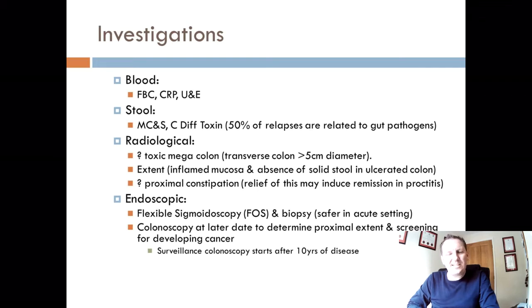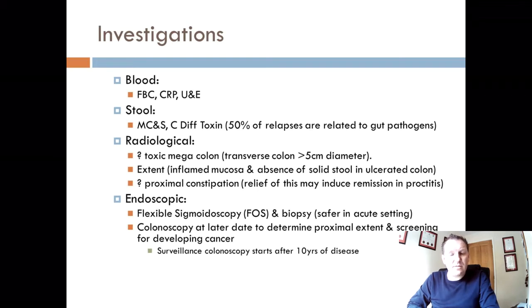But actually, it's counterproductive because when you've got proximal constipation, your left-sided colitis will be worse. And you actually need to relieve that proximal constipation to help induce remission in left-sided disease. So even though that patient may be going a number of times to the toilet, they may not be emptying out properly, and you may need to give them laxatives. So then more invasive investigations, which hopefully are going to clinch the diagnosis.